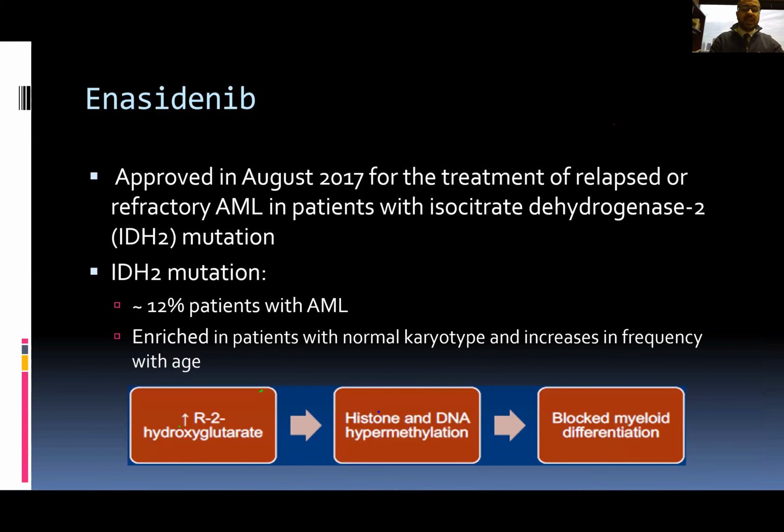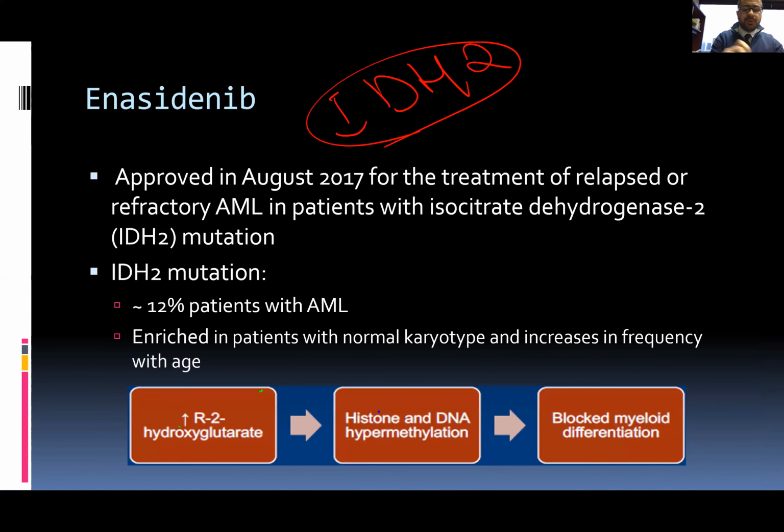Enasidenib is the IDH2 inhibitor. It's present in about 2% of the patients. It comes in usually with people with normal karyotype and increases in frequency with age. This is just the CRISP subcomponents with the mutation. There is an increase in the hydroxy.